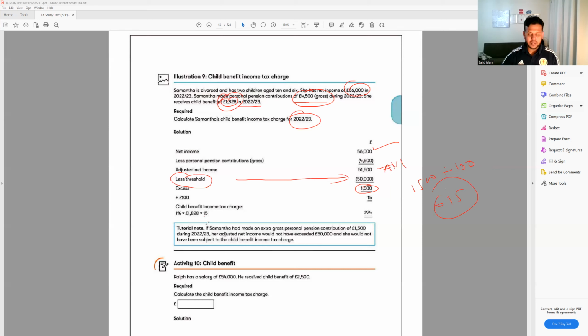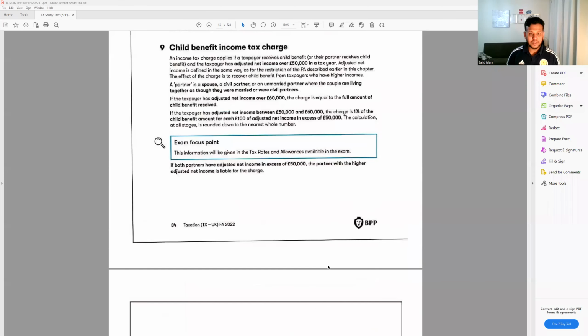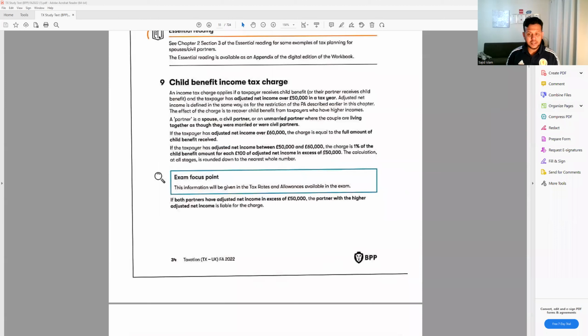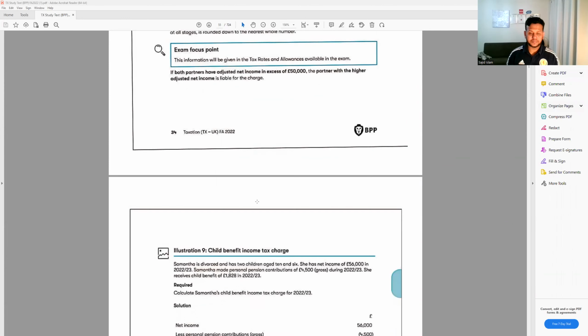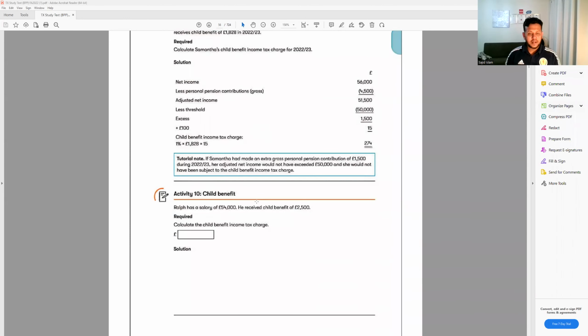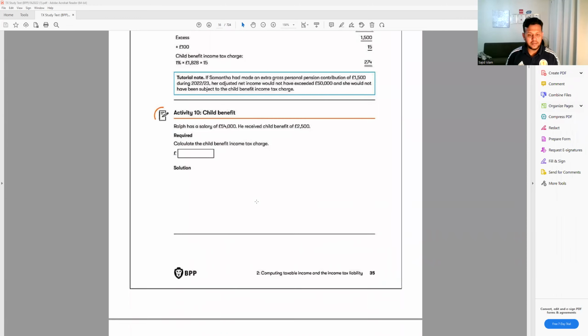1828 times 1% and multiply by 15, because we have to convert this 1,500 into 15, because for every 100 we do the income tax. So it's very important to remember that. If you look at this line, listen very carefully: for every 100, 1% of the child benefit amount for each 100. So for every 100, 1%.